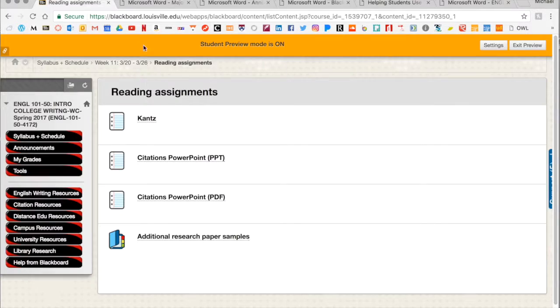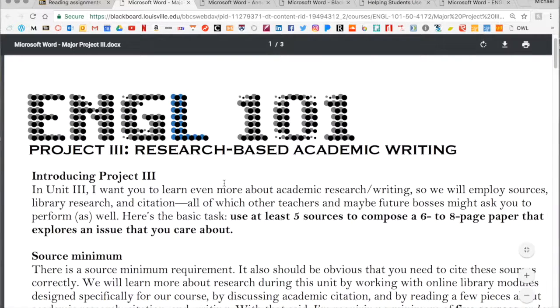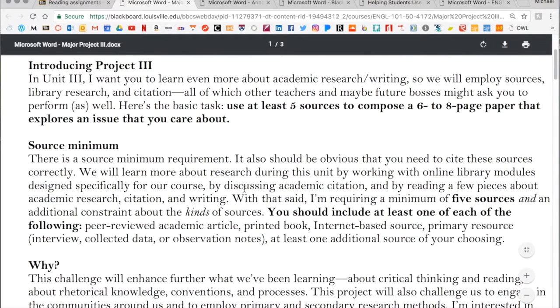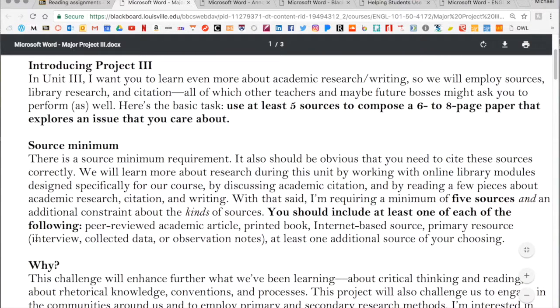Another item that I will cover here and now is the concept of primary research. Do remember from the Project 3 assignment sheet that one of your requirements is to include at least one primary source. For some of you, this may be pretty new, but I want you to be exposed to it in this intro-level writing class. Primary research is research that you conduct yourself, rather than research that someone else conducted and then published about.